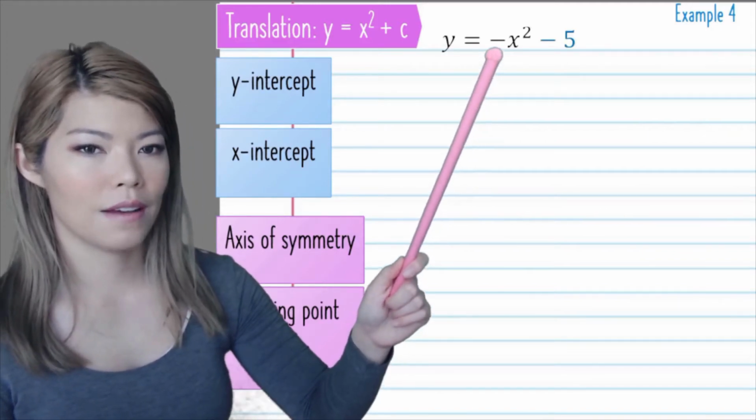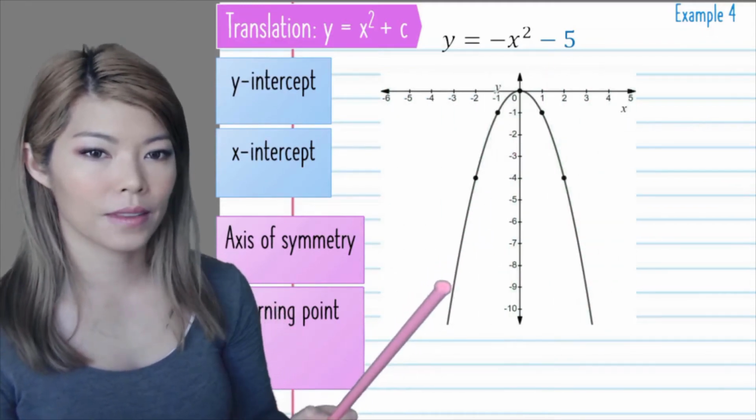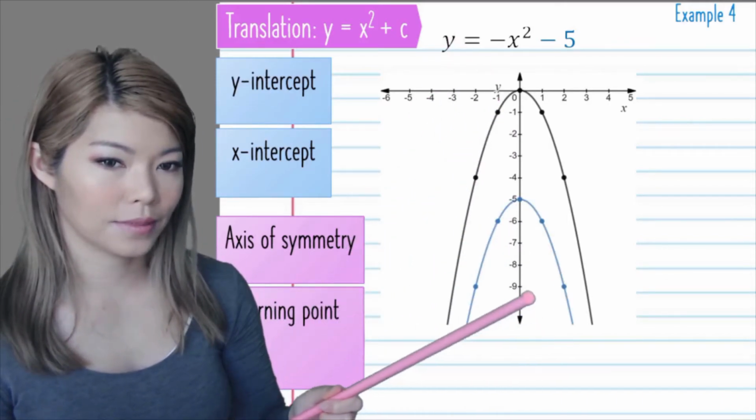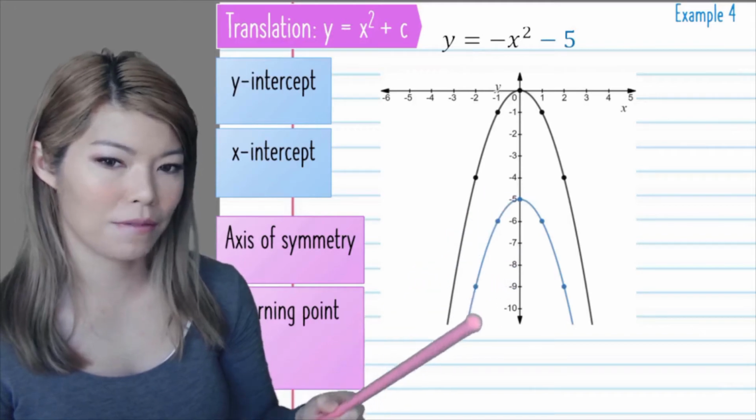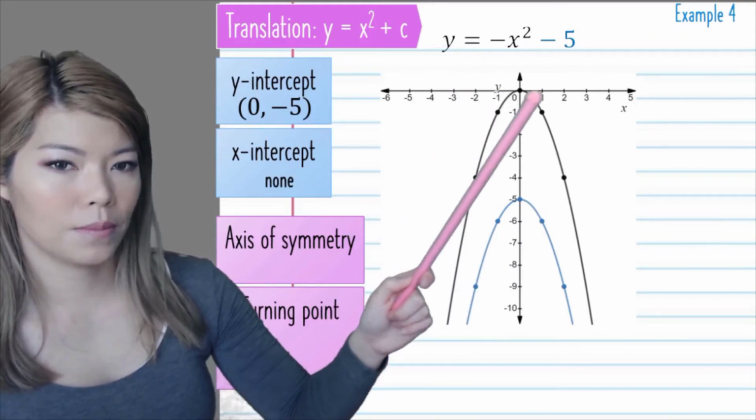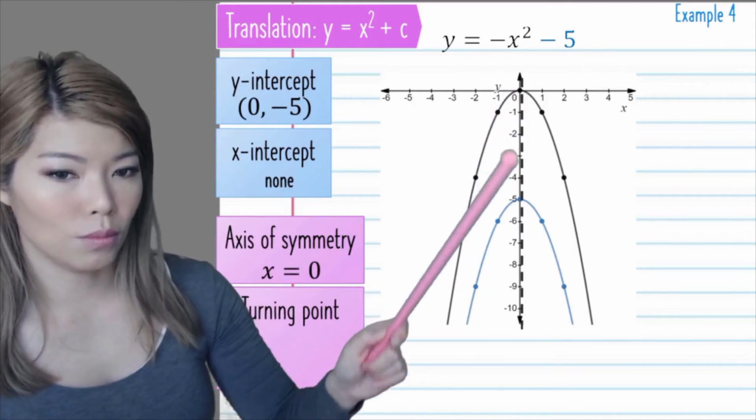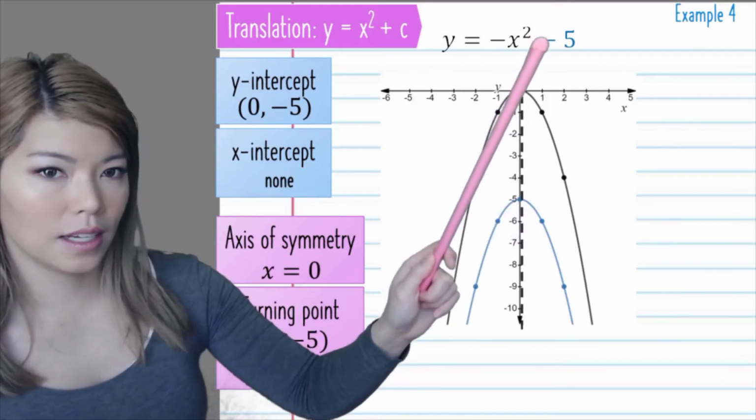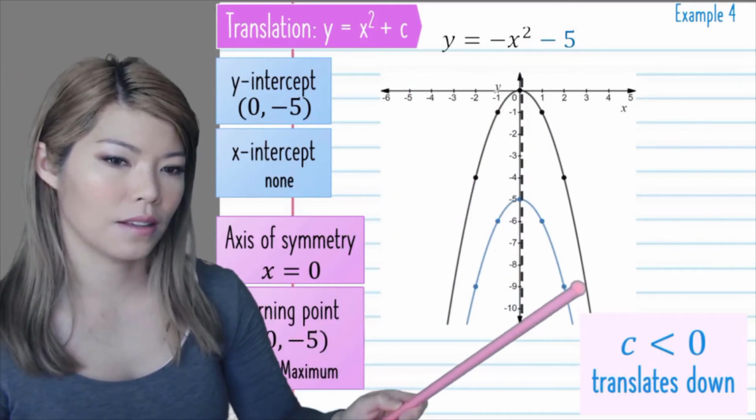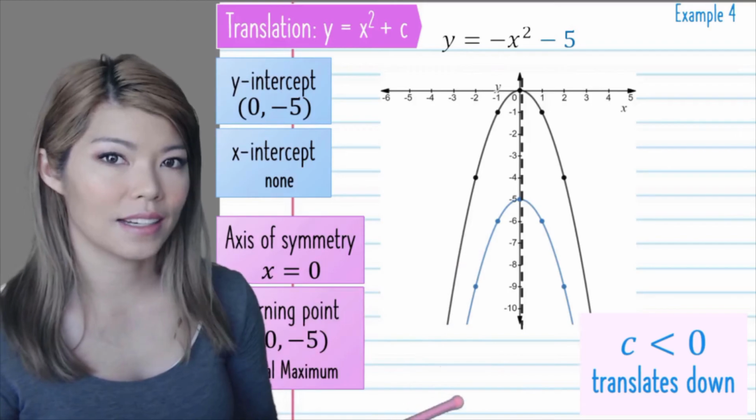What happens if we have negative x squared with a minus c value? So -5, for instance. So negative x squared looks like that, and -5 means we translate down. So it's like copy pasting the graph and pushing it down by 5. So the y-intercept has moved down by 5. Now there's no x-intercepts because it's not touching the x-axis. The axis of symmetry hasn't changed. The turning point has moved down to 0, -5. So see, the turning point has a matching number. And we describe this graph as c is less than 0, and we describe this graph as translated down.